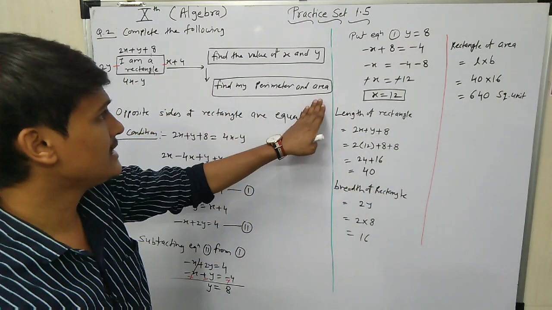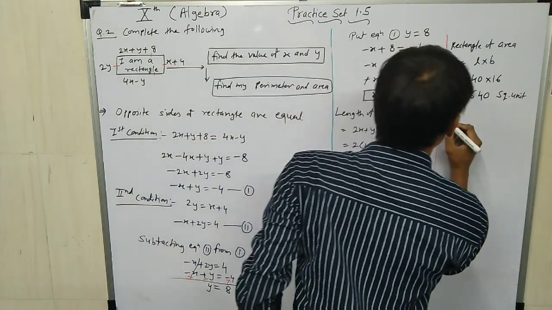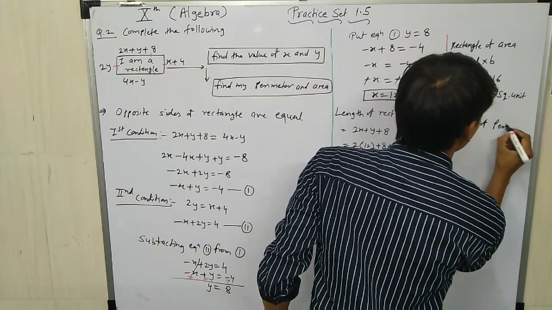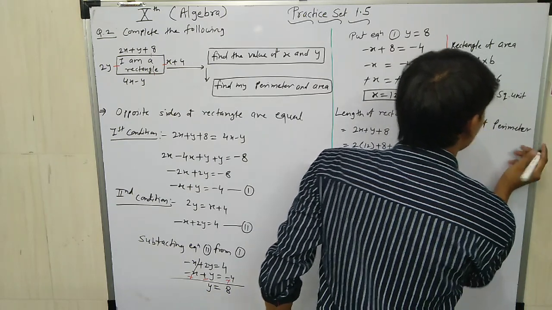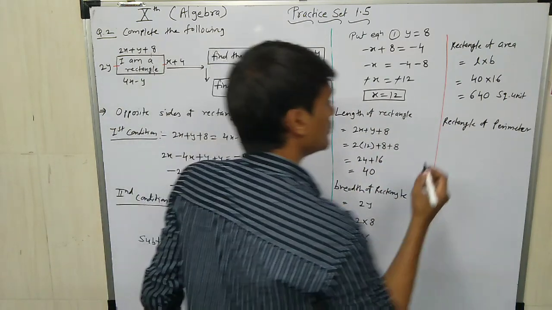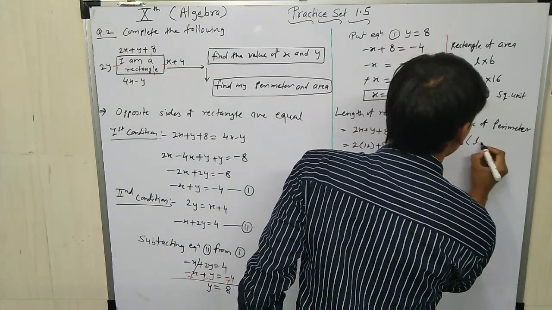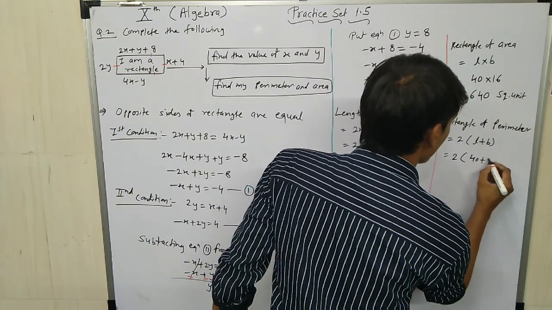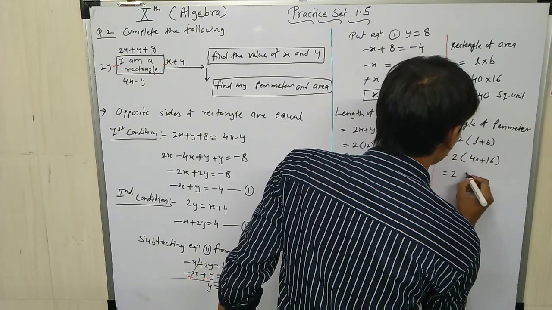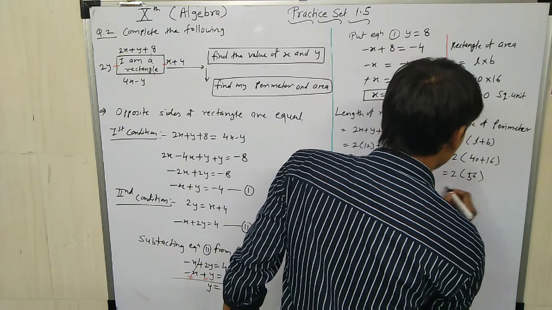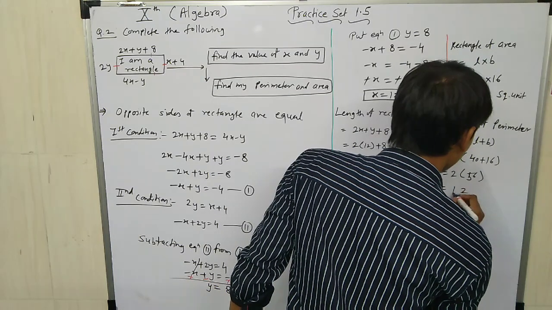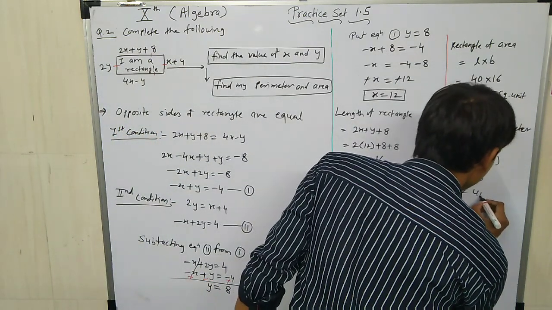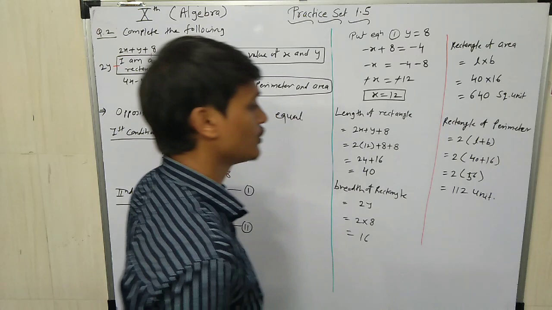Now last is perimeter. Perimeter of rectangle. You can write perimeter of rectangle. Understood? This is the same. 2 times length plus breadth is equal to 2 times, length is what? 40 plus breadth is 16, is equal to 56, is equal to what? 112. Sign will be unit. Understood?